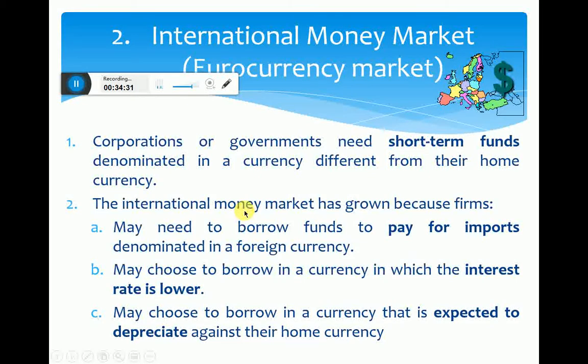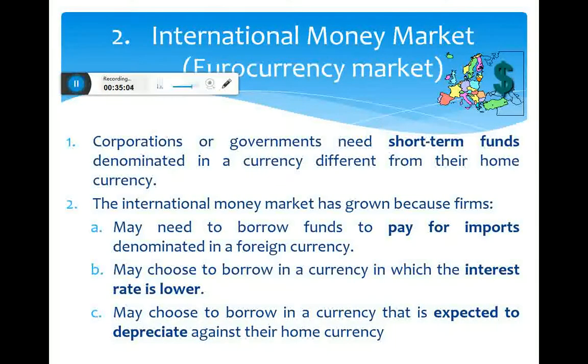The international money market has grown because firms may need to borrow funds to pay for imports denominated in foreign currency. Just like Afghanistan, they may choose to borrow in a currency in which the interest rate is lower. For example, different currencies have different interest rates, so people are in search of a loan with a lower interest rate in order to reduce this cost. So that's the other reason why the international money market has come into existence.